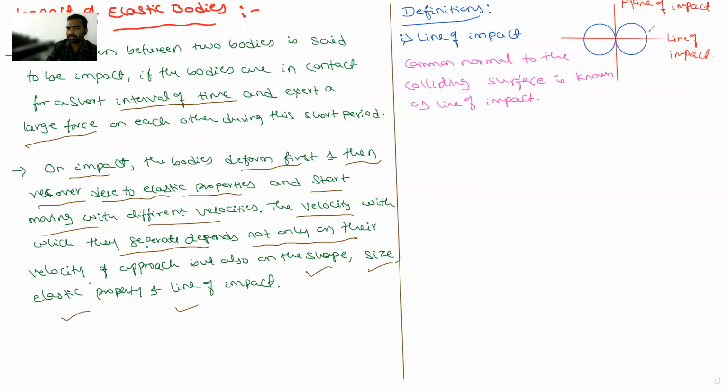Okay, this is one body, this is another body. These two bodies are coming and they contact each other. So this entire line is called the plane of contact, and the line which is normal to the plane of contact is called the line of impact.